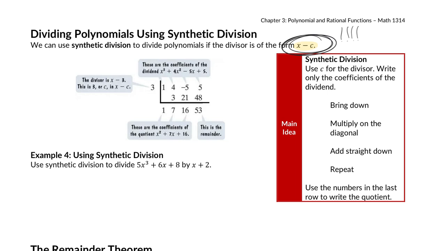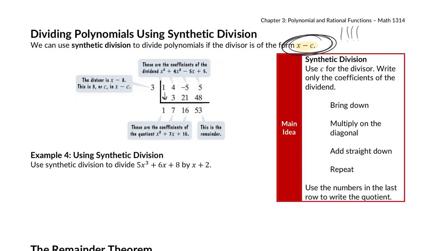Synthetic division is performed by setting up only the coefficients of the dividend, like if you had x cubed plus 4x squared minus 5x plus 5, so 1, 4, negative 5, 5. And then the divisor, so the solution here, the opposite of what you see, x minus 3 would just be a 3 right here. And you start by bringing down that first coefficient, bring down.